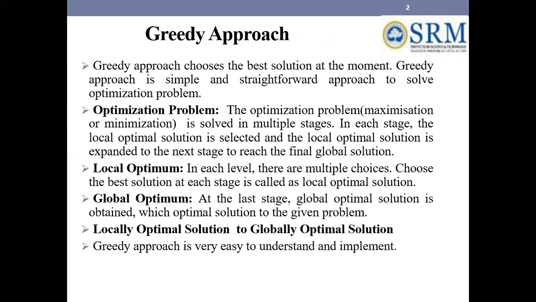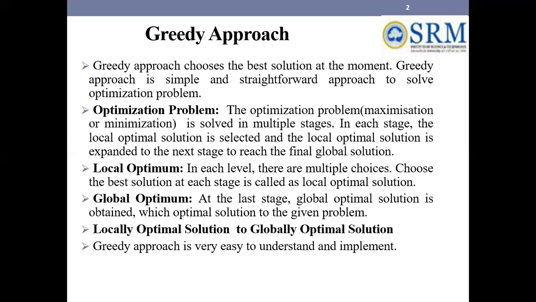Greedy approach solves the problems in multiple stages. At each stage, there are n number of local optimal solutions. Greedy approach chooses the best local optimal solution that can be extended to the next level to reach the final global solution. That is, greedy approach is used to solve optimization problems. So an optimization problem can be a maximization problem or a minimization problem.